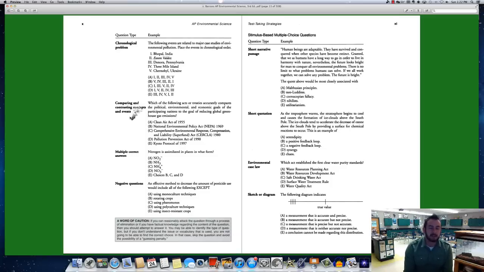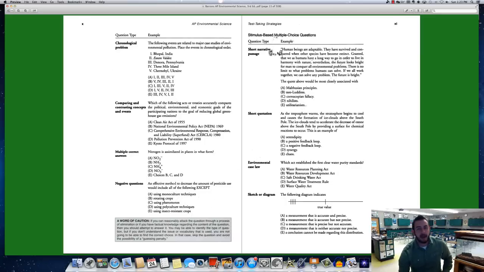Multiple correct answers. Now this is probably everyone's least favorite, because I call them the multiple multiples. Nitrogen is assimilated in plants in what form, and it gives you A, B, C, and D as actual choices, and then it might give you E as like both B, C, and D, and sometimes they don't even give you D. They say both B, C, and A, and then A, B, and C are your answers. So those are tricky and very, very difficult questions in my opinion. The negative questions, and I use a lot of those in our everyday quizzes in class, use that big except: given information, except this, find the one that doesn't match, okay?